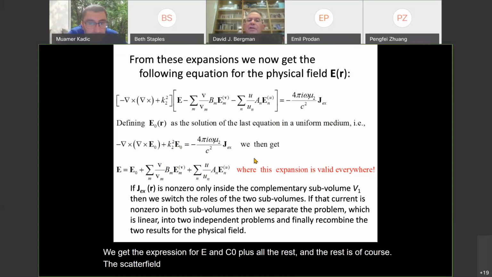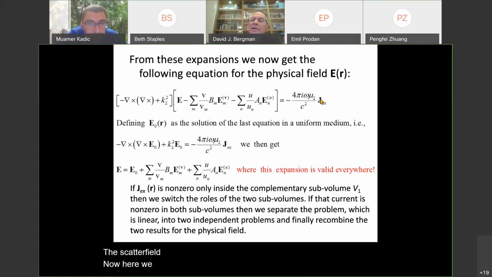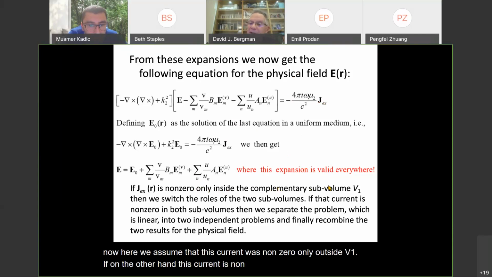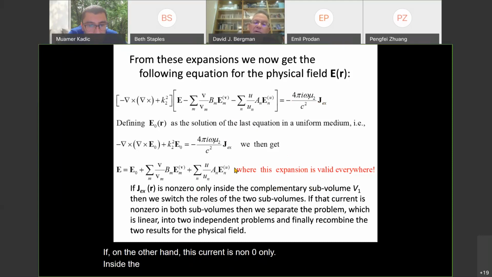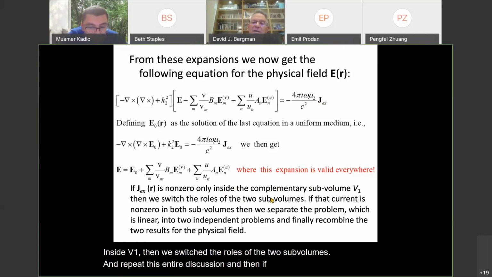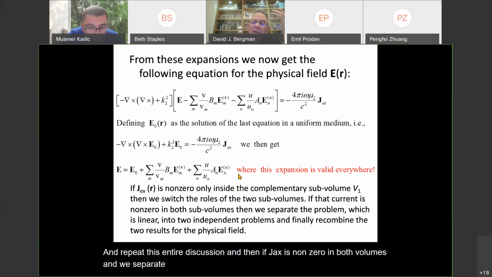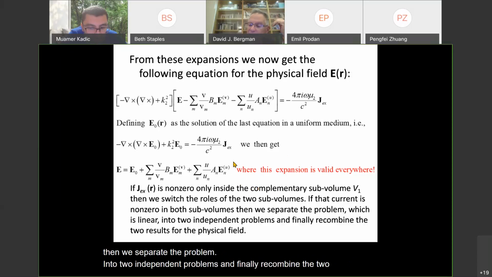Now, here we assume that this current was non-zero only outside V1. If, on the other hand, this current is non-zero only inside V1, then we switch the roles of the two subvolumes and repeat this entire discussion. Then if Jx is non-zero in both subvolumes, we separate the problem into two independent problems and finally recombine the two results for the physical field.